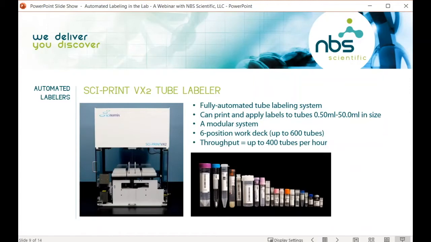So the VX2 itself is a labeler, but it does have different modules that can be added depending on your lab's specific workflow. So for example, if you needed a barcode reader to read or validate tubes, you can add one of those. If you needed a peristaltic pump to fill tubes with an aqueous solution, you can add one of those as well. Or if you needed some type of bulk feeding system to convey your tubes into the inside of the VX2 unit, you can add one of those as well.